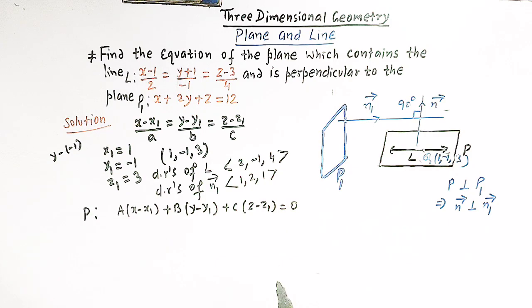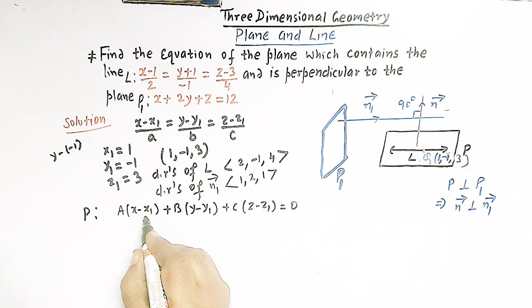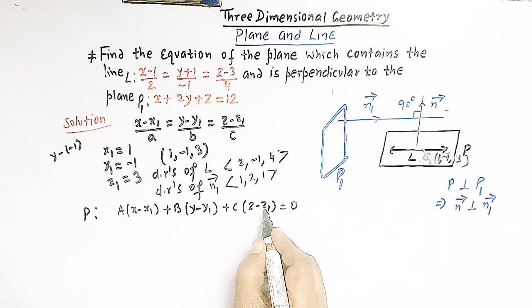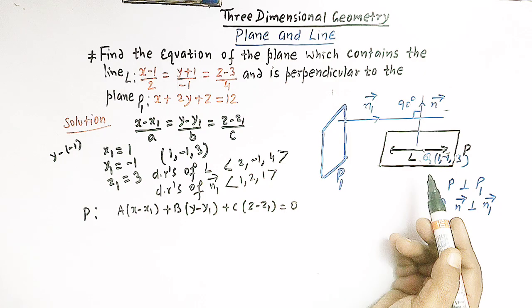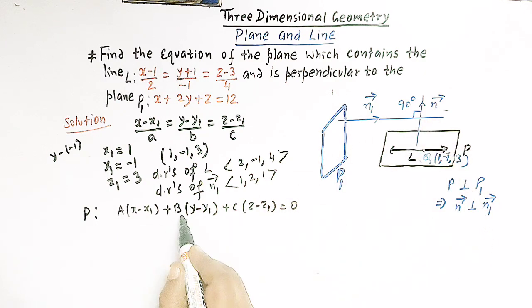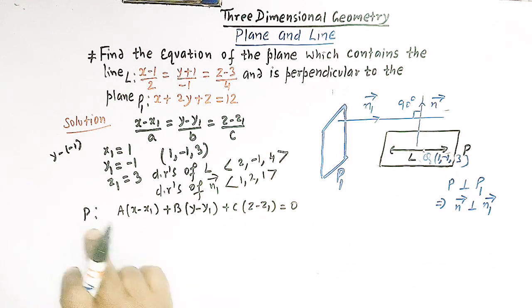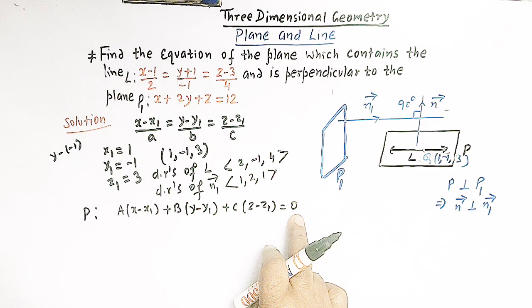The equation of any plane P which passes through a point (x1, y1, z1) and has the direction ratios of the normal as a, b and c is given by this equation.